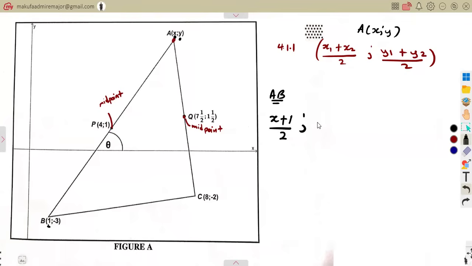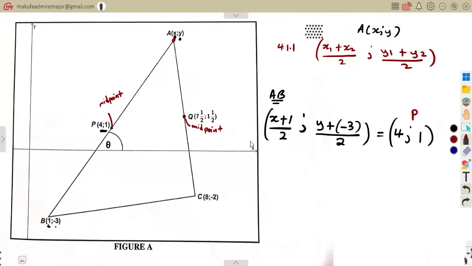The y at A, which is y, and the y at B, which is minus 3, together divided by 2, that's the mid value for the y, which must be equal exactly to the midpoint that I'm given there, which is (4, 1), our point P. We are already given the midpoint, guys. We are using this line.